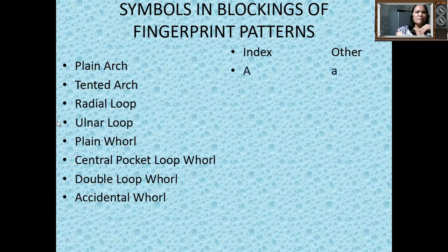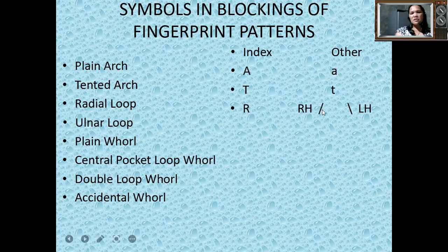So for example, the symbol for plain arc, if it is at the index, is capital A. For the other fingers, it is small letter a. For the tented arc, at the index it is capital T and for the others small t. Then if the radial loop is located at the index finger, you represent that as capital R.